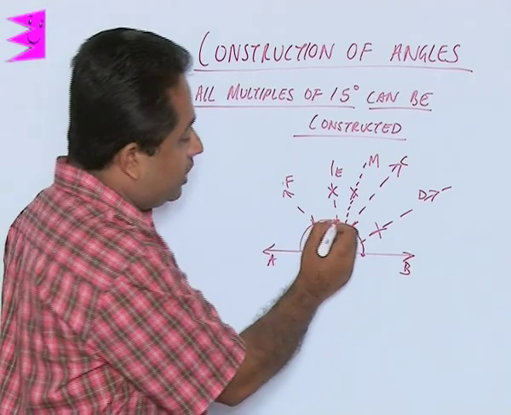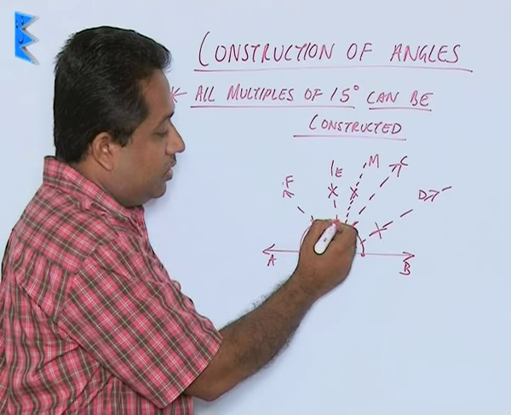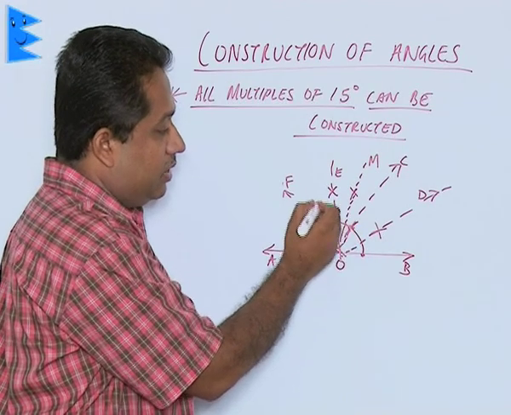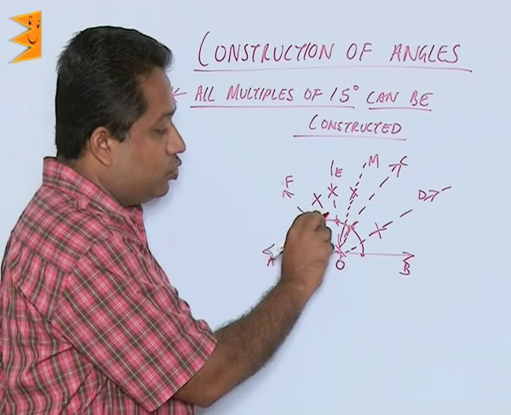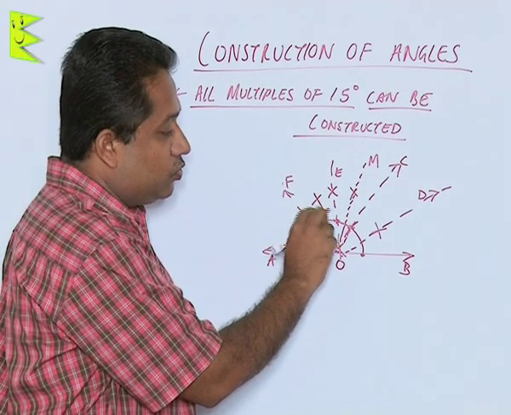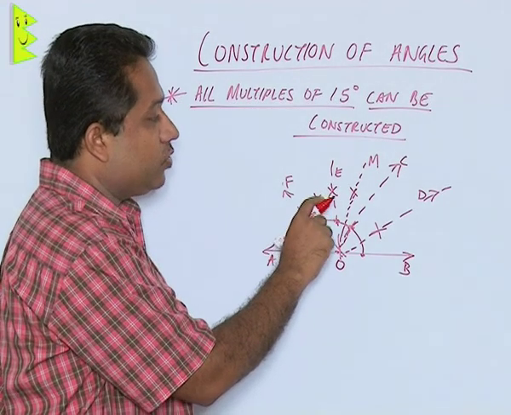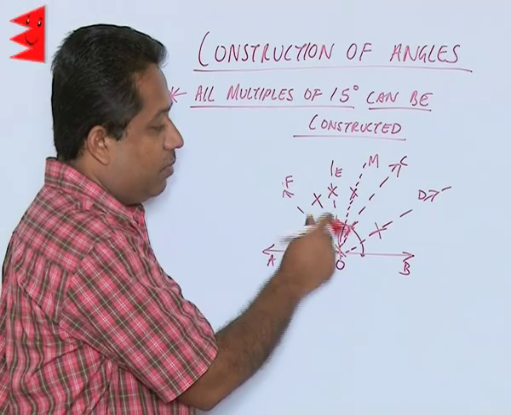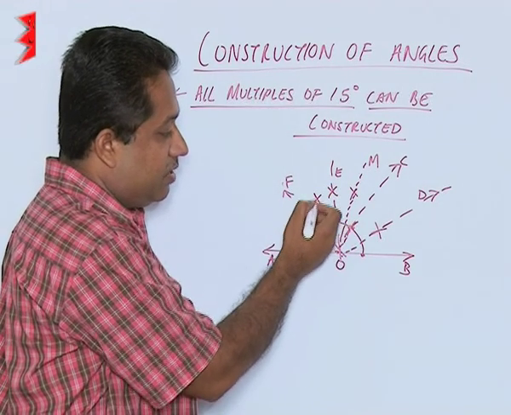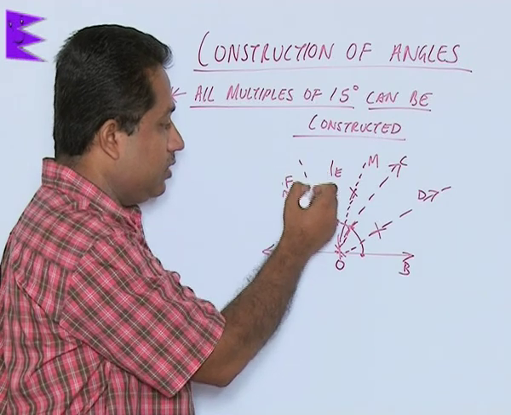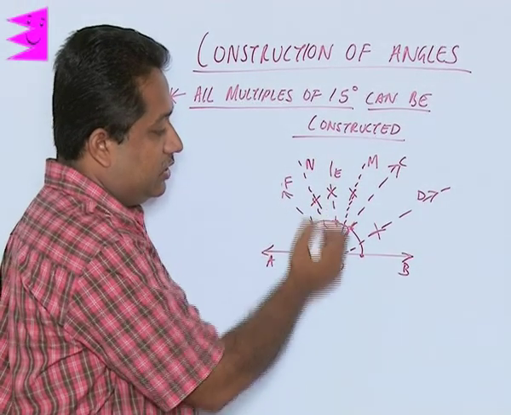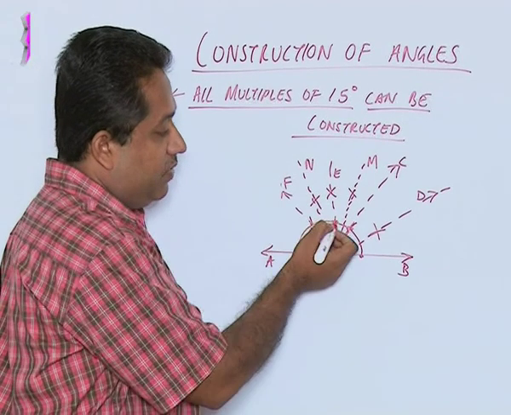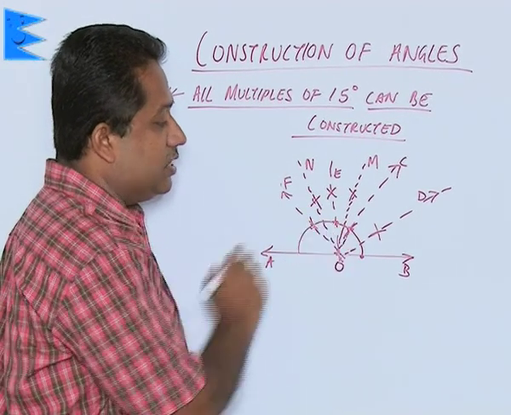So we are going to take from here and here some radius, but it should be equal and they should intersect each other. The radius should not be too small, because if it is too small they may not intersect, and at the same time it should not be too large. So about average size. So from here and here we've got this intersection point. So this point let us name as N. So this is going to be between 90 and 120, that is 105.